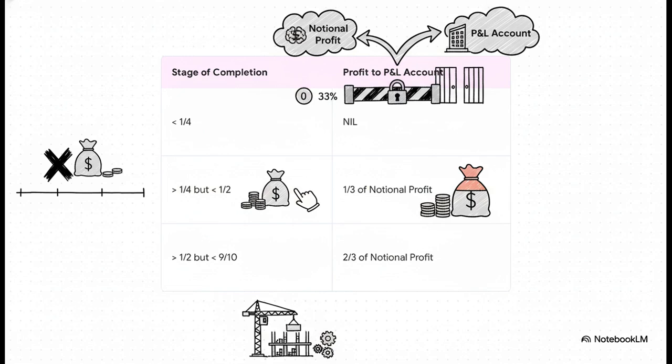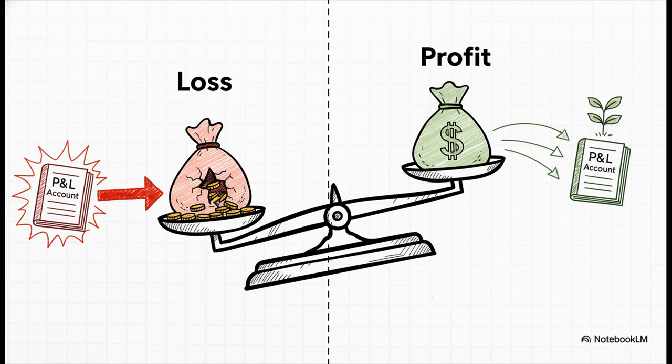But, and this is a huge but, what happens if things go wrong and you have a loss? Well, the rules for losses are the complete opposite of the rules for profits. While profits are recognized cautiously in stages, a loss has to be dealt with head on. If your calculations at any stage show a notional loss, you have to transfer that entire loss to your books immediately. It's a core accounting principle. You anticipate no profits, but you provide for all possible losses.